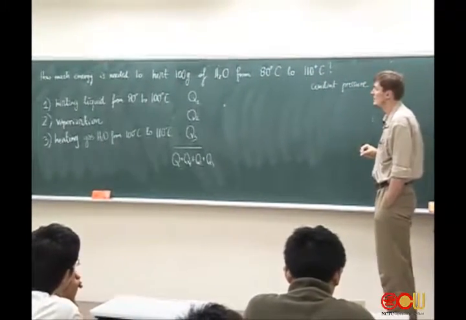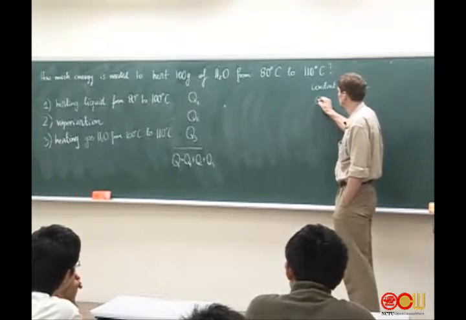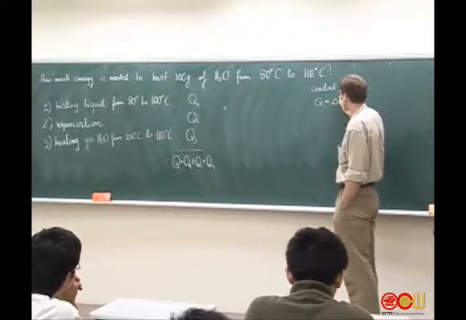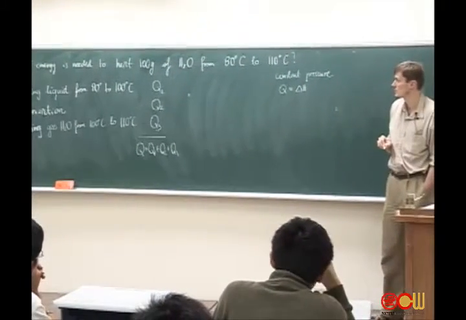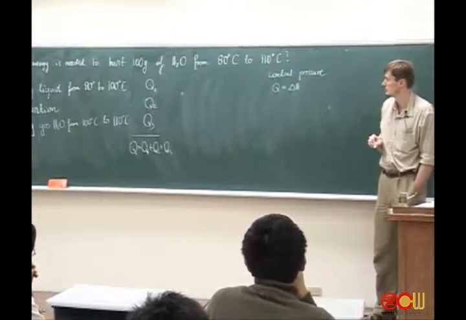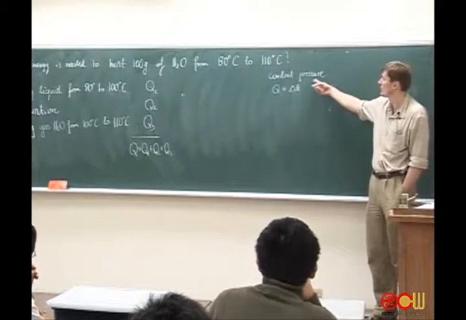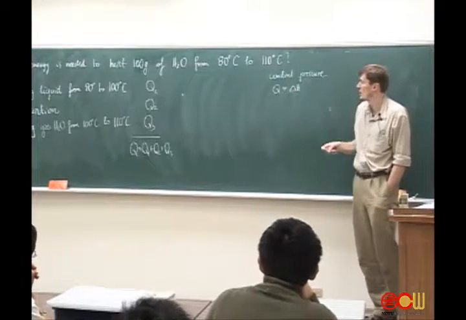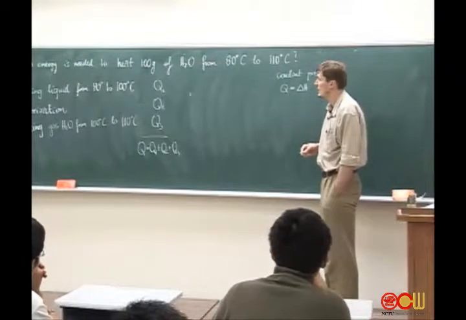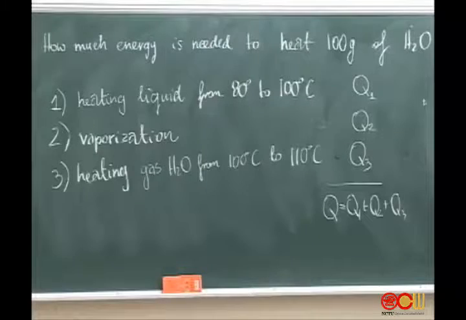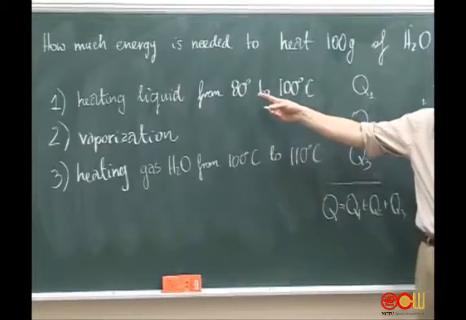If this is constant pressure, then we know that heat is just equal to the change of enthalpy for every process. If we assume constant volume, then we have to use internal energy here. But let's use this. Good, let's calculate the first one: heating liquid from 80 to 100.